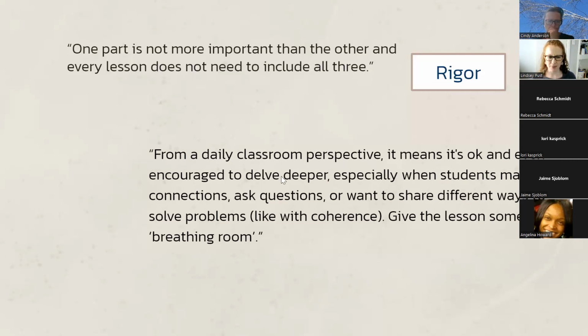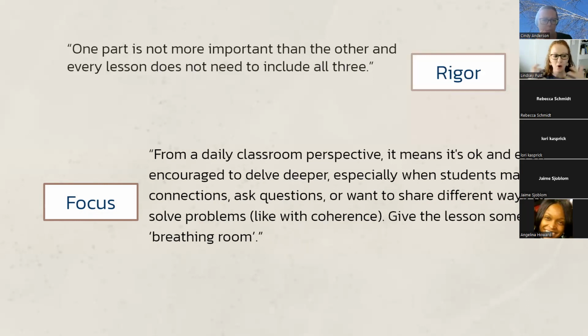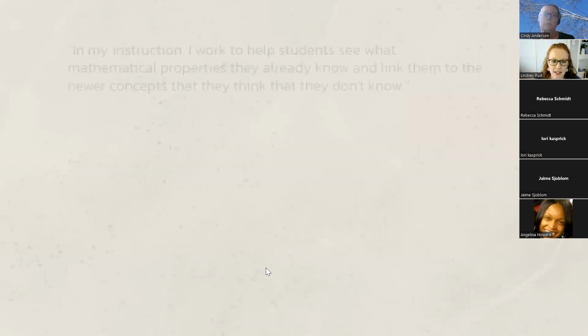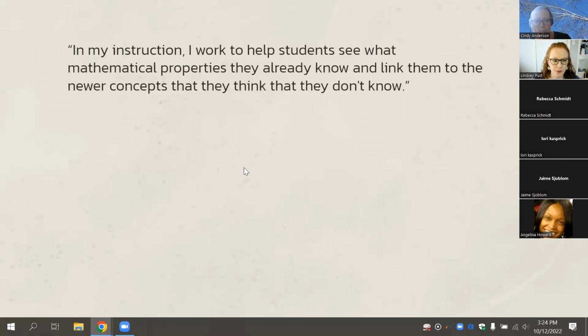When I look at this, I'm like, oh, delve deeper. That makes me think of focus, going deeper. And then also, it does mention connections, which makes me think of coherence. But then because they said "like with coherence," they are trying to describe focus. But there are actually a few different keywords in here that can make it seem like they're describing many. But they overlap. So that's just going to happen. All right, here's another one. What do we think? Focus, coherence, or rigor?